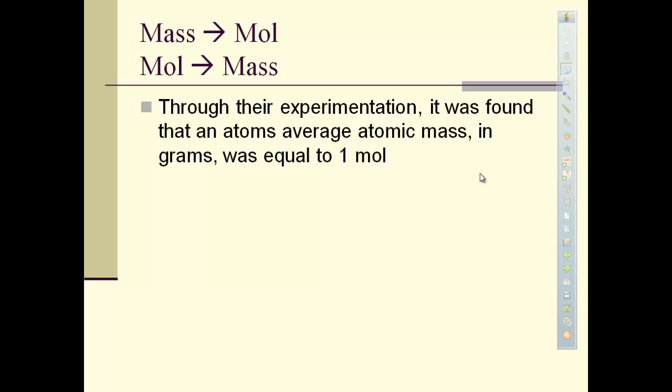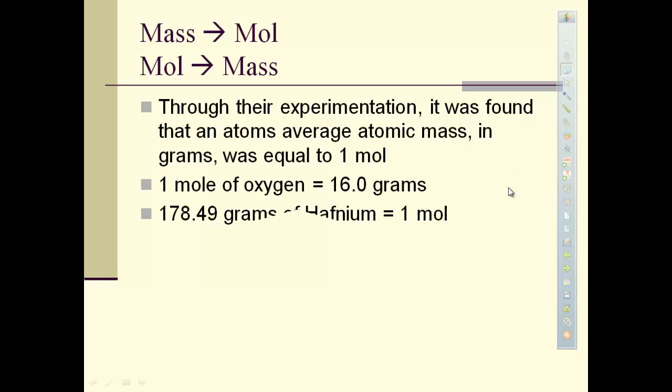What we're doing is we're looking at that periodic table and we're using that average atomic mass to figure out what 1 mole of a substance is. So as I said, 1 mole of oxygen, 16 grams. 178.49 grams of hafnium, that's 1 mole. So again, use the average atomic mass that's on the periodic table.